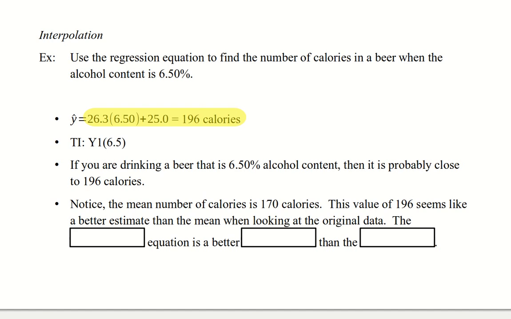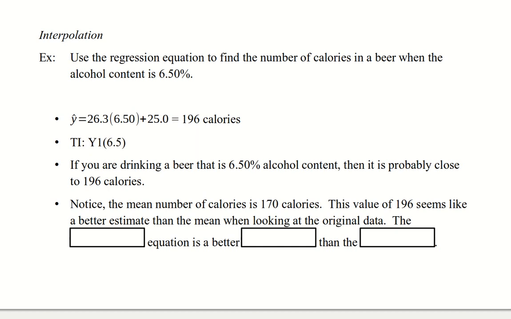You can do this in your calculator in a very nice and very elegant way. You can use function notation. So remember how you can use vars to go grab that y sub 1. So if you're on the home screen, you can grab y sub 1, you can open parentheses, you can put in what you want for x, and then you can press enter, and it'll do all that work for you. It'll plug 6.5 into the function called y sub 1.